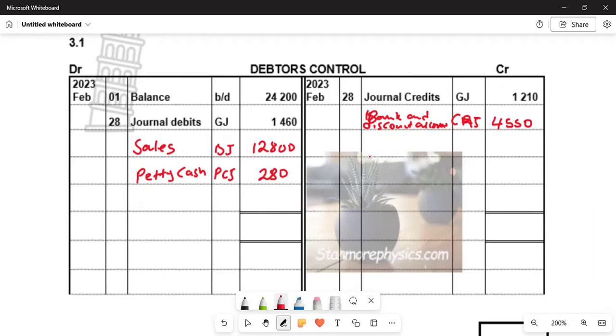So also we have what? Debtors allowance.